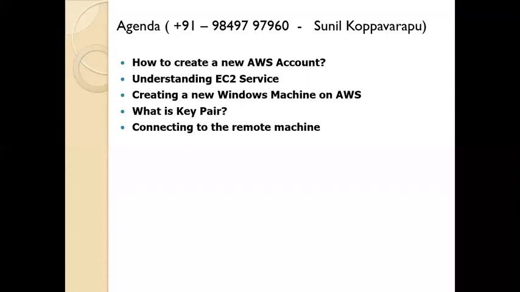Once we are done with how to create a new AWS account, we are jumping into the first service of AWS, that is called EC2. What is EC2? We'll understand in detail, and we'll also learn how to create a new Windows machine on AWS. We'll understand the concept called key pair, experience the practicals of key pair, and learn how we can connect to the remote machine. All this is possible using the service called EC2.